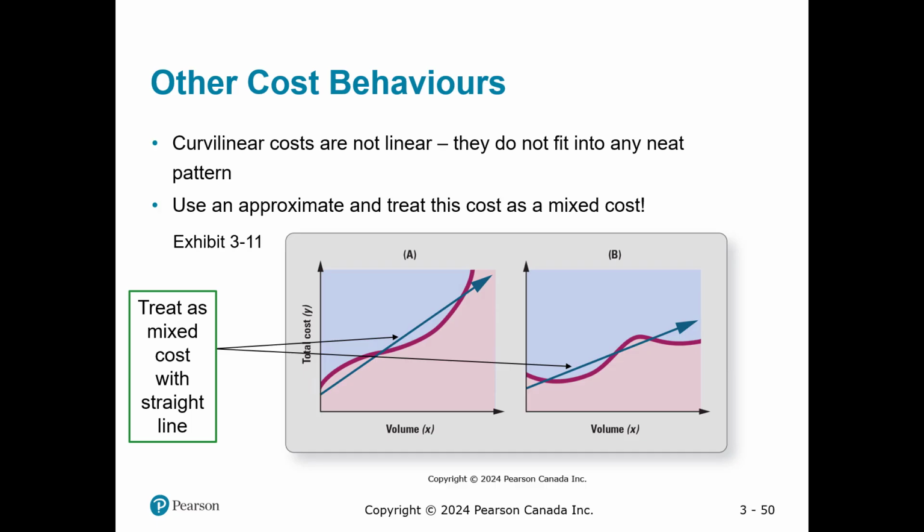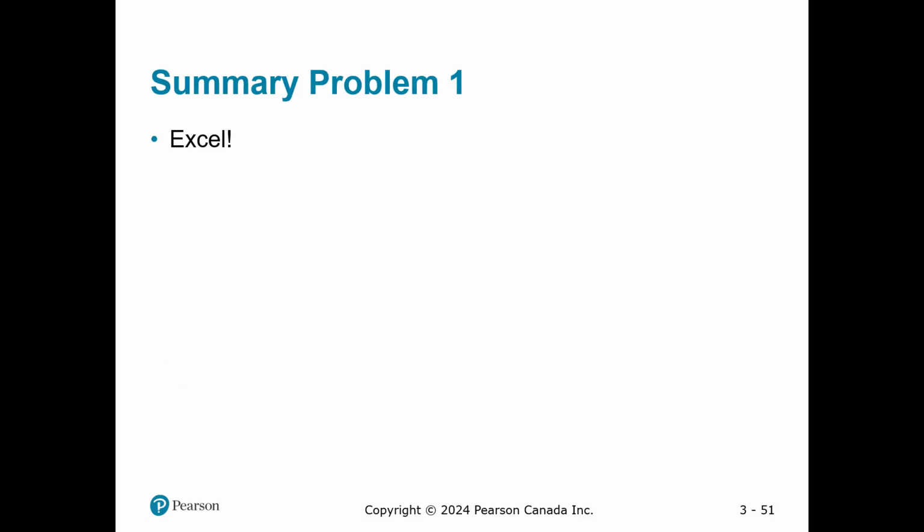They don't fit into some really easy straight line pattern. It's very difficult to have an equation for them. So we approximate curvilinear costs and we treat them as a mixed cost. And we create an equation that creates a straight line in order to use them to predict future costs. So we're going to do a problem in Excel.